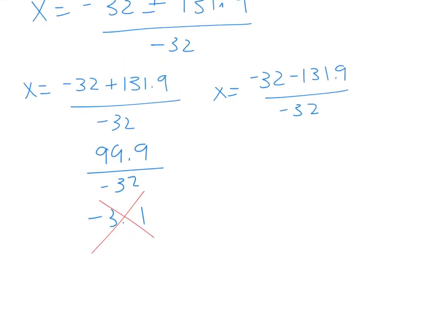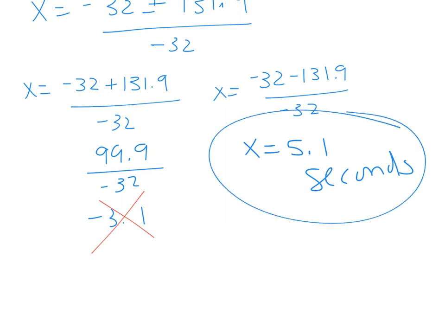So I got negative 32 minus 131.9. I'm going to divide that by negative 32. And on this one, I end up with x equals negative 5.1 when I work that out. Oh, no, sorry, positive. Try that again. Positive 5.1 when I work that out. And so 5.1 seconds would be your answer, because that makes sense. And that concludes this video.